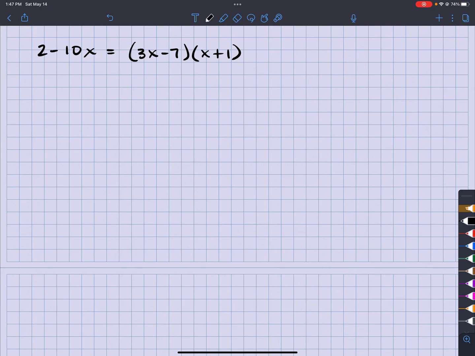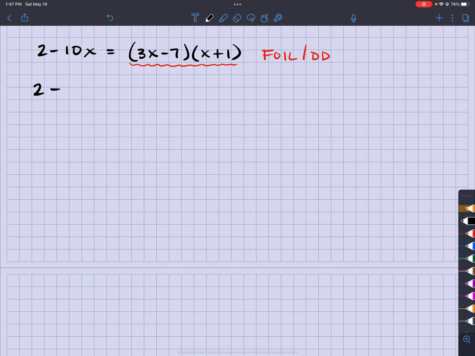All right, so this problem is asking me to solve the equation by factoring. Well, what do I know here? I know that this piece right here does need to be FOILed or double distributed because it's a product of two binomials. All right, so let's go ahead and do that.